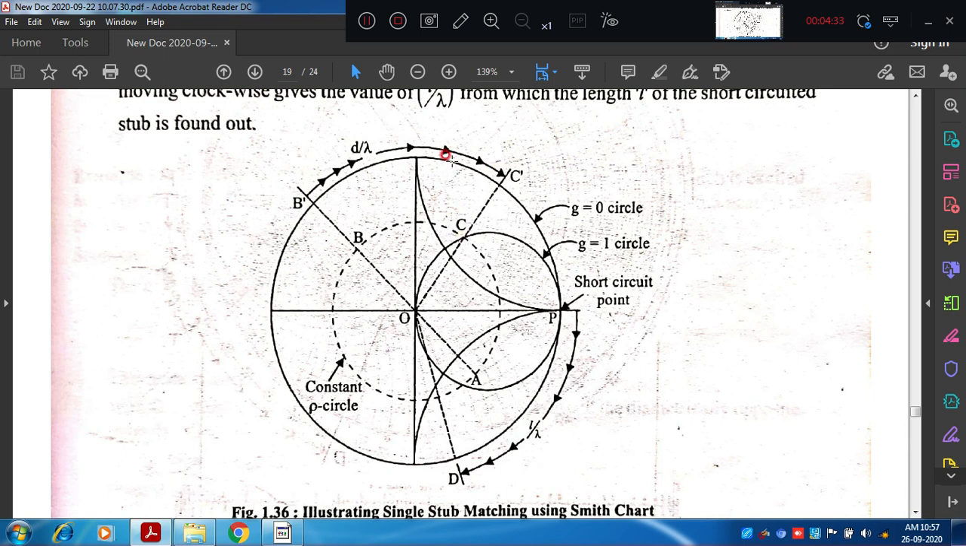Suppose you have plus j 1.5 here. To nullify that capacitive susceptance, we should introduce inductive susceptance, that is minus j. Minus j will appear in the lower half of the Smith chart. Draw a straight line here. From the short circuit point, we will get L by lambda. By knowing the value of lambda, you can easily find d and L.